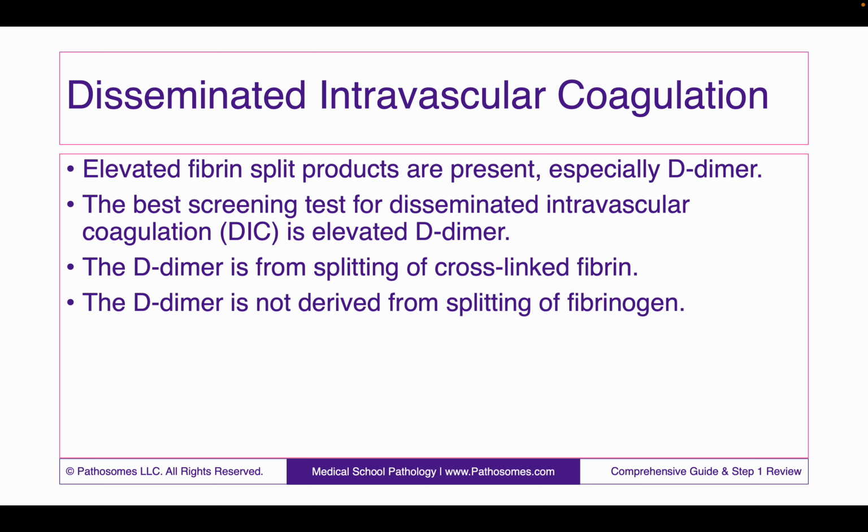Also, elevated fibrin split products are present, typically D-dimer. The best screening test for disseminated intravascular coagulation is elevated D-dimer. Remember that, it comes up a lot. The D-dimer is from splitting of cross-linked fibrin. The D-dimer is not derived from splitting of fibrinogen.